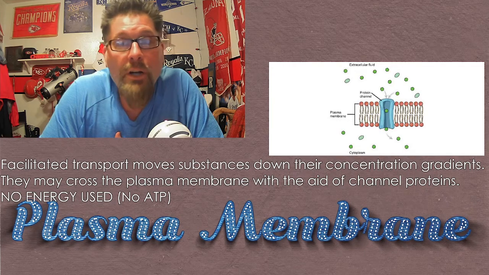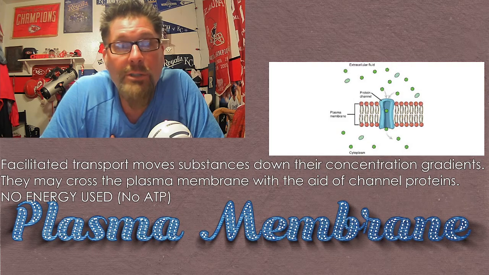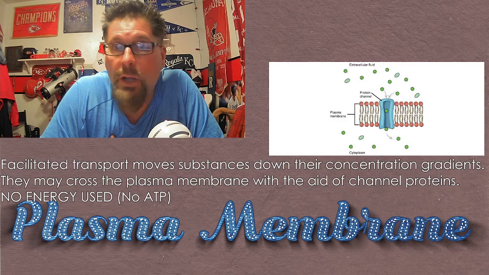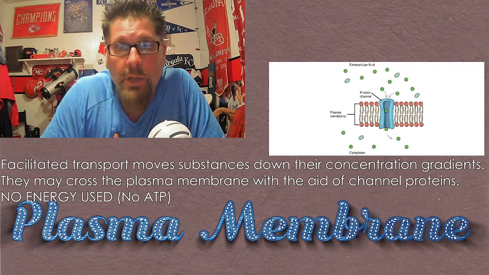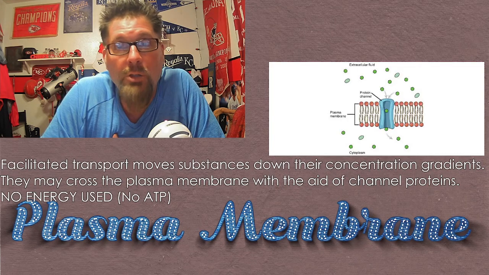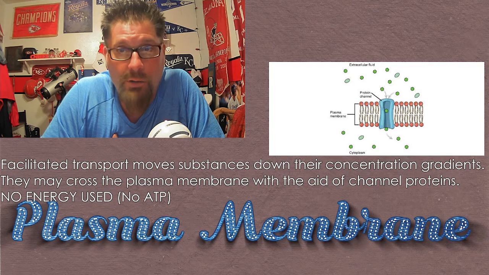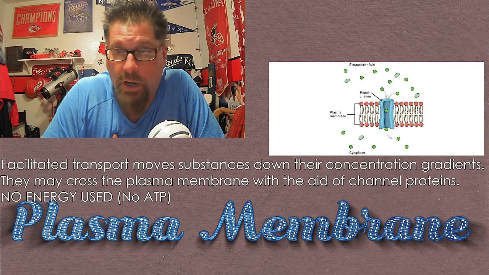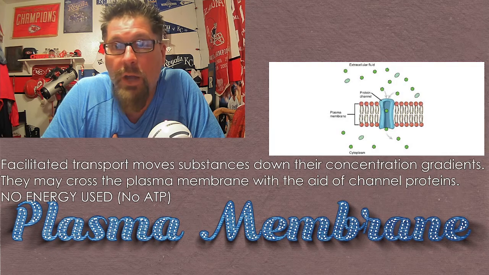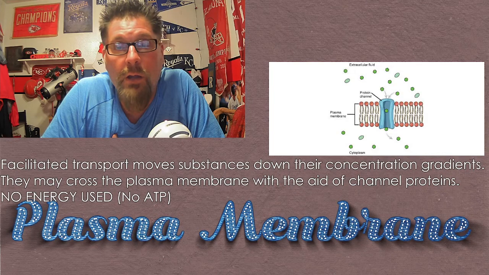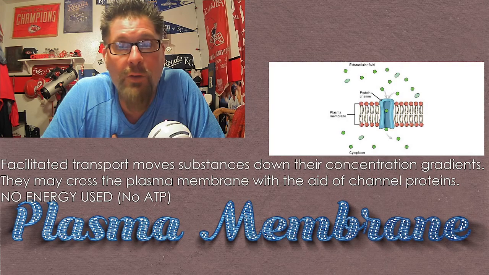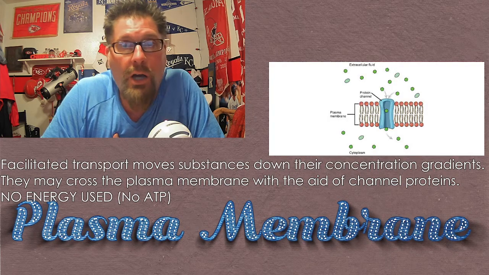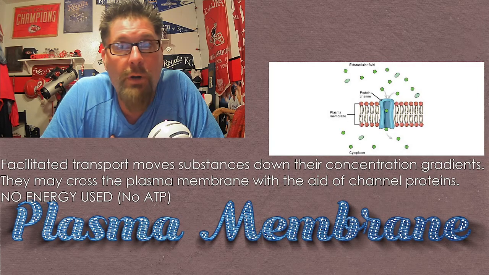Alright, when we're talking facilitated diffusion, again we want to emphasize those passive transport principles. No energy is used. No ATP is involved in generating energy so this transaction can happen. And as always, it moves with the concentration gradients. If there's a bunch on the outside and very little on the inside, then things are going to move into the cell. If there's a bunch on the inside and not much on the outside, then the same thing: the things will move outside of the cell, all designed to create equilibrium, to balance it out.